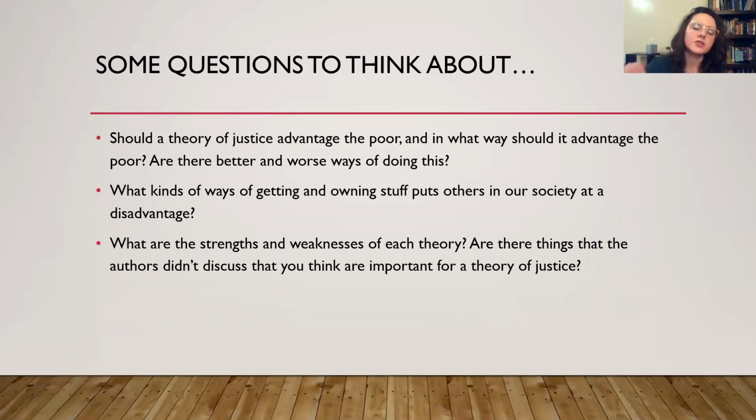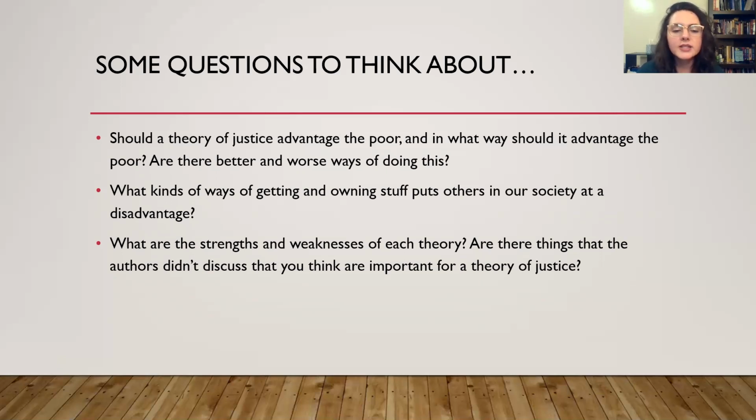So here are some questions to think about from both Nozick and Rawls. Should a theory of justice advantage the poor, and in what way should it advantage the poor? And are there better and worse ways of doing this? So Rawls talked very abstractly about advantaging the poor in our social and economic policies, but what exactly does that mean? And might there be ways, again, of advantaging the poor that could actually hurt them in the long run?